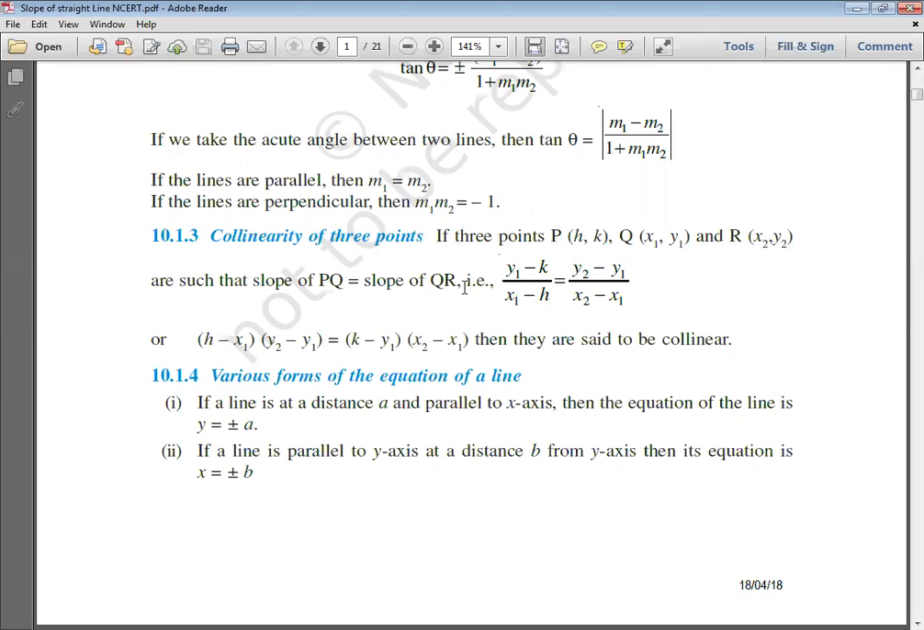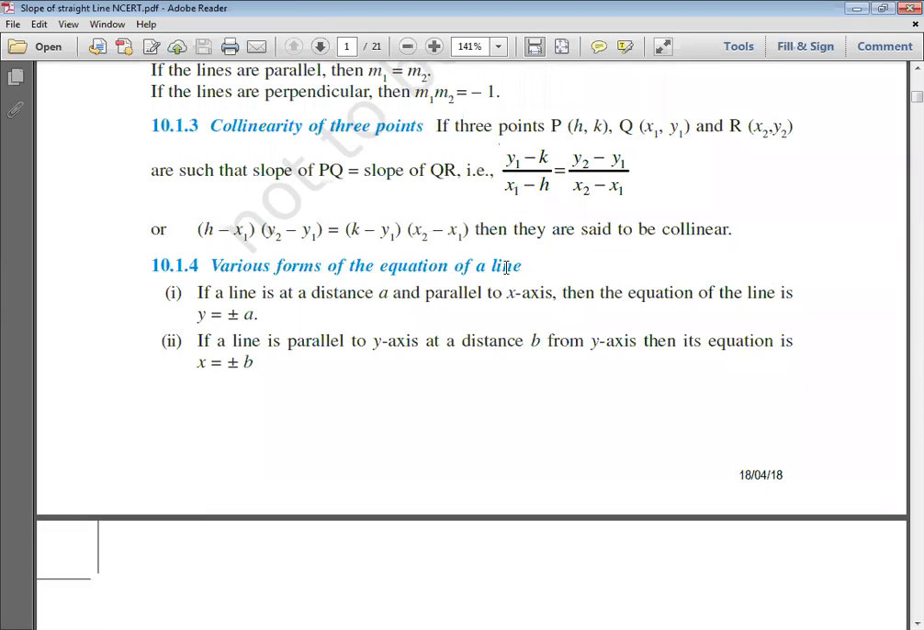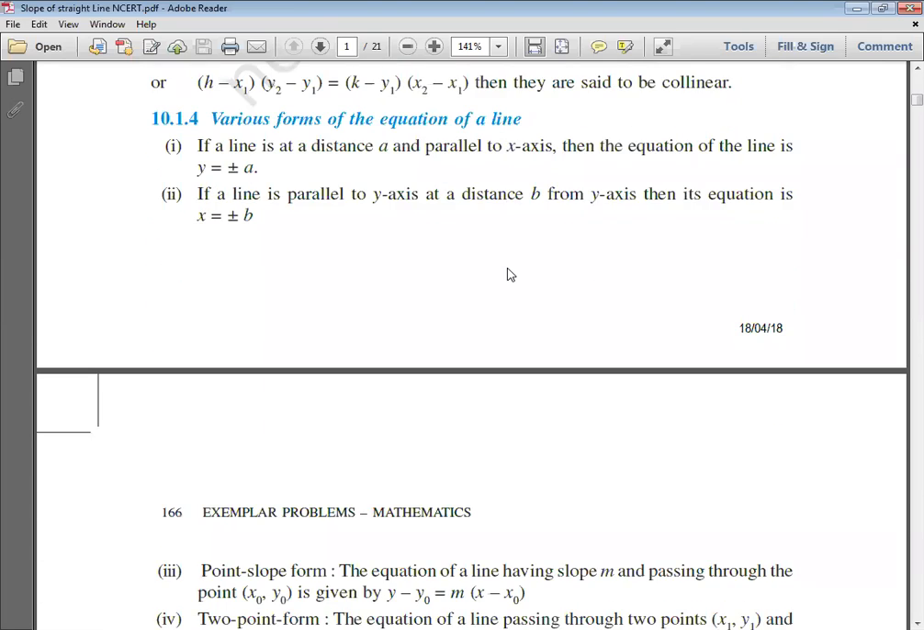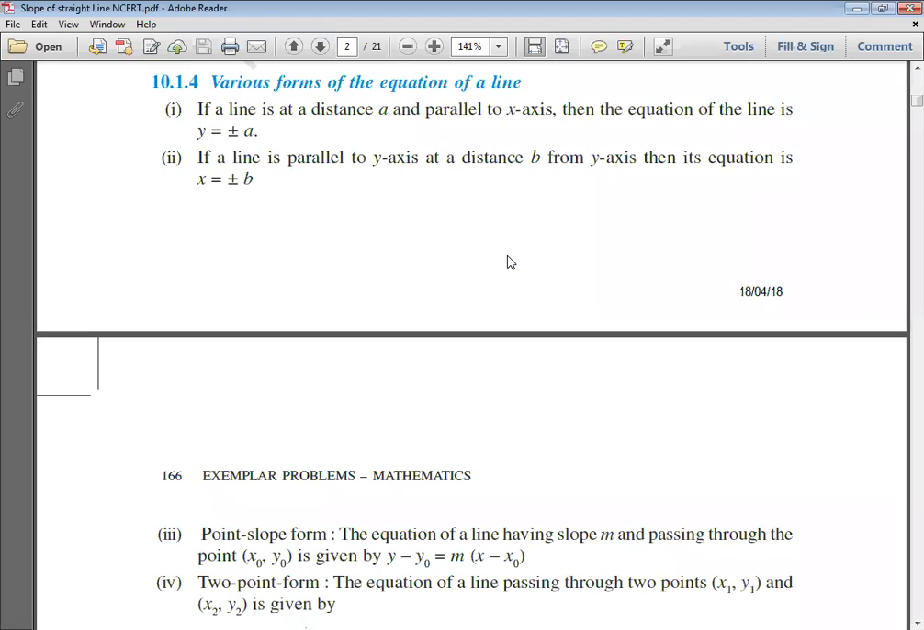Collinearity of 3 points, it is just through examples. It would be convenient. Now we are familiar with slope: what the slope of a line is, when two lines are called perpendicular, and when two lines are called parallel. So up till now we have understood this much about slope.